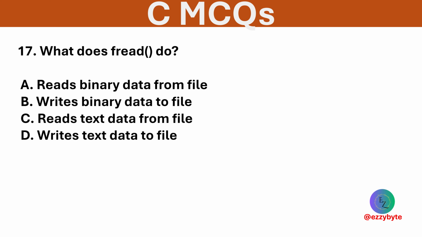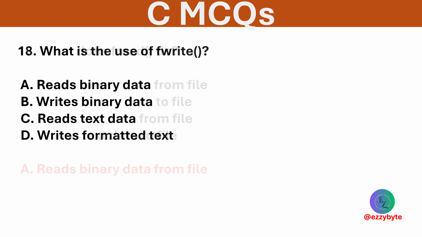What does the fread function do? Options are reads binary data from file, writes binary data to file, reads text data from file, and writes text data to file. Option A is correct. The fread function reads a block of binary data from a file.